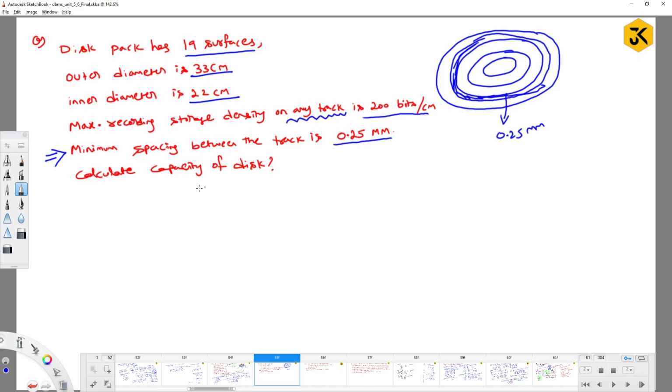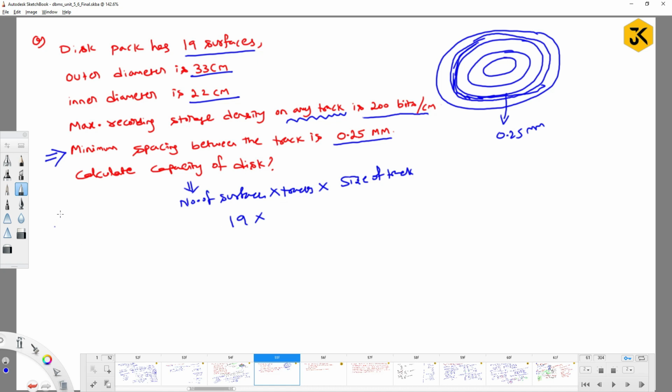Now, if you would like to find out the capacity of that disc, what do you require? You require the number of surfaces and number of tracks, and can I write directly the size of the track? Am I right or not? I can directly write the size of the track, right? Now you know number of surfaces are 19. How many tracks are here?